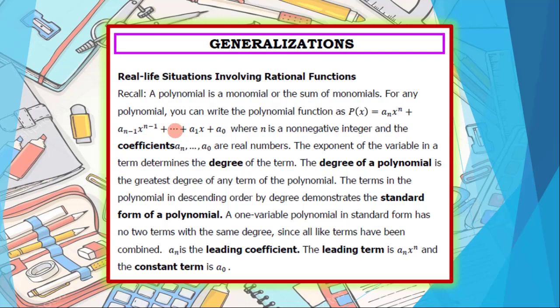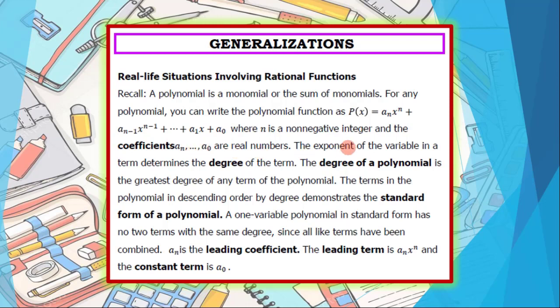And one of these terms here could be either a sub n minus 2 times x raised to n minus 2 plus a sub n minus 3 times x raised to n minus 3 and so on and so forth. Plus, we have here the linear term a sub 1 times x plus the constant term a sub 0, where n is a non-negative integer and the coefficients a sub n minus 1, a sub n minus 2, a sub n minus 3, and so on, up to say a sub 3, a sub 2, a sub 1, up to a sub 0. These are all real numbers.